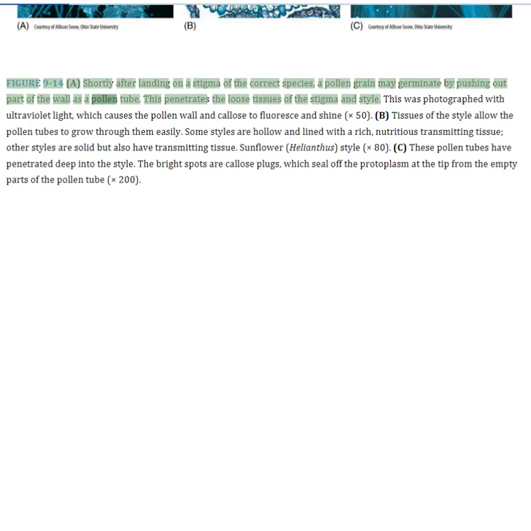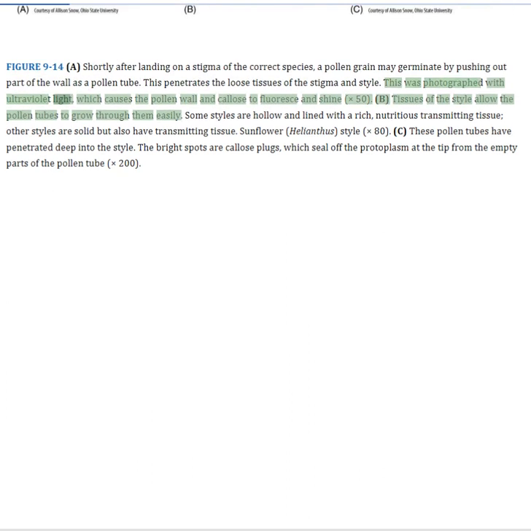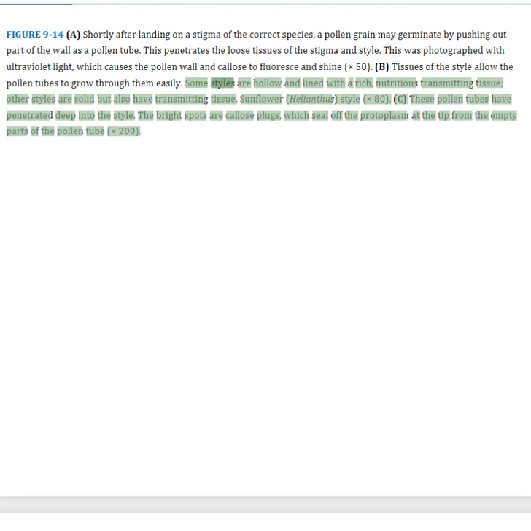Figure 9-14. Shortly after landing on a stigma of the correct species, a pollen grain may germinate by pushing out part of the wall as a pollen tube. This penetrates the loose tissues of the stigma and style. This was photographed with ultraviolet light, which causes the pollen wall and callose to fluoresce and shine. Tissues of the style allow the pollen tubes to grow through them easily. Some styles are hollow and lined with a rich, nutritious transmitting tissue. Other styles are solid but also have transmitting tissue. Sunflower style: these pollen tubes have penetrated deep into the style.